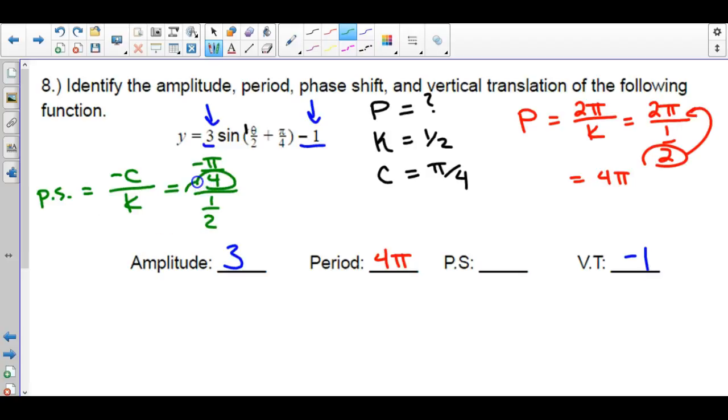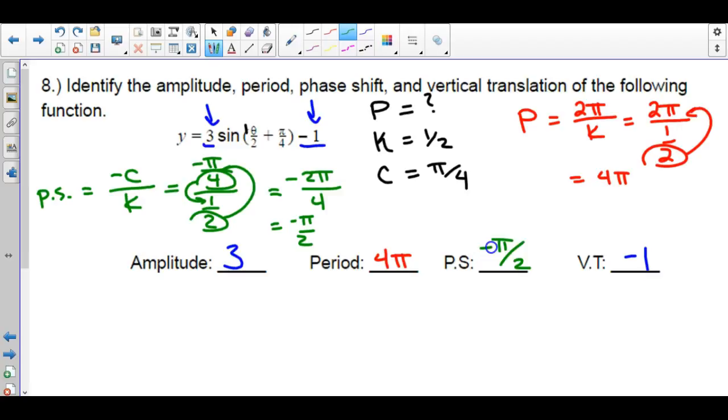My 4 is really going to just drop down and multiply to the denominator. My 2 is going to move up to the numerator. So the 2 gets multiplied by the negative pi to be negative 2 pi. The 4 is going to multiply by the 1 to be 4. And then I'm going to simplify this. 2 over 4 is 1/2. Bring the pi over. So negative pi over 2 is going to be my phase shift.